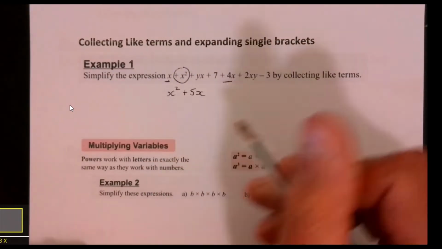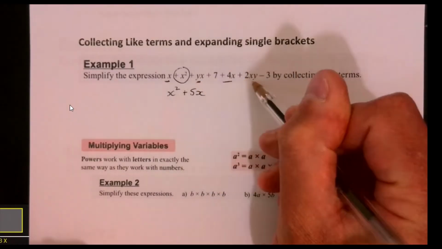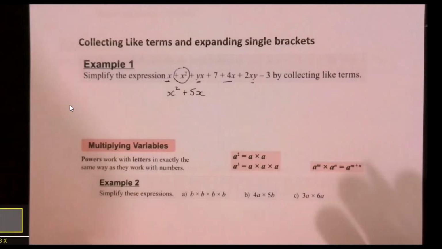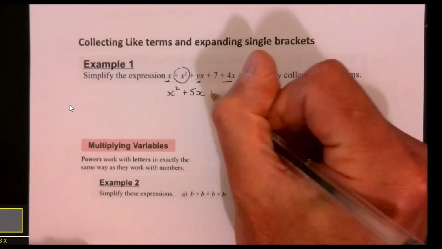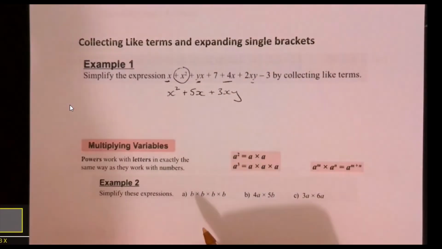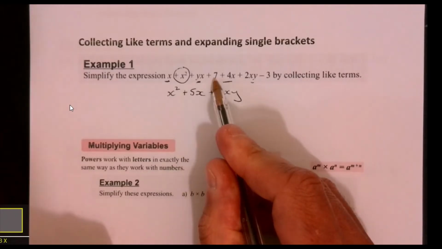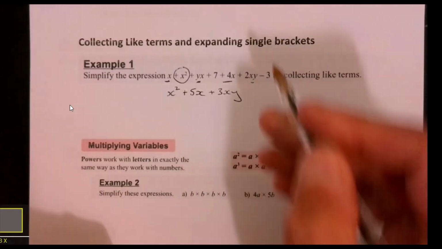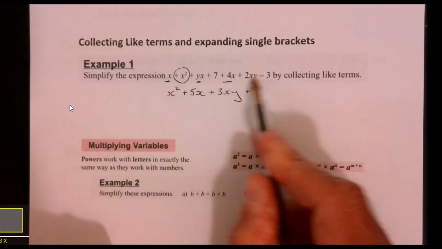Now it's trying to trick me here. Look, this one says yx, that one says xy. Well, that's the same thing, isn't it? So if I've got one of those and two of those, that's 3xy. You can write it as yx if you want to. And then we've got 7 take away 3. That's 4. And we've accounted for everything there, okay?